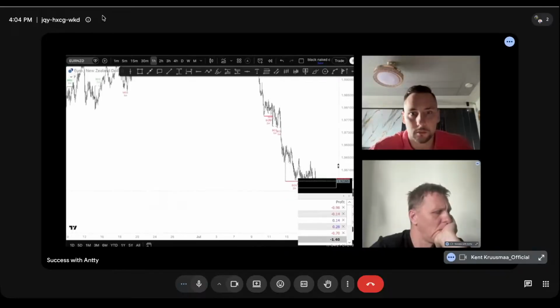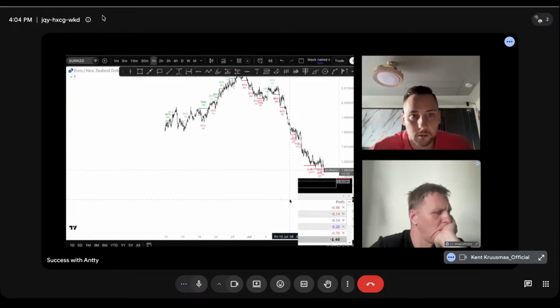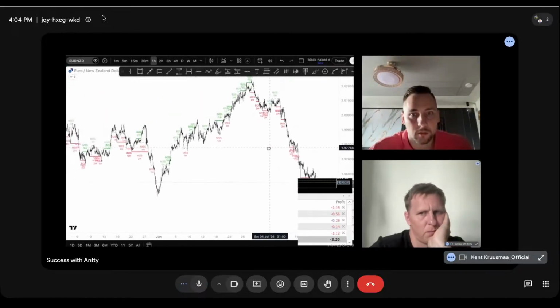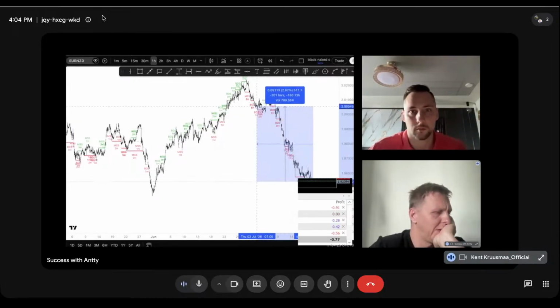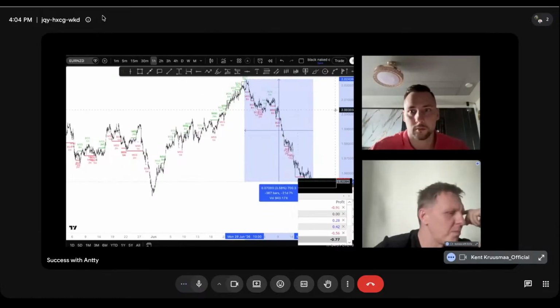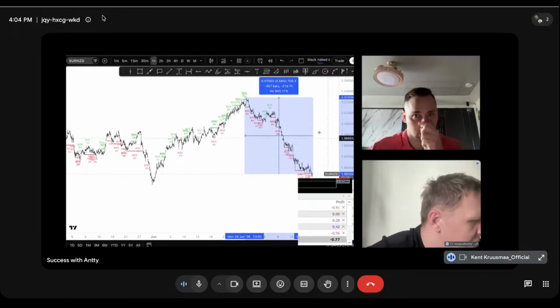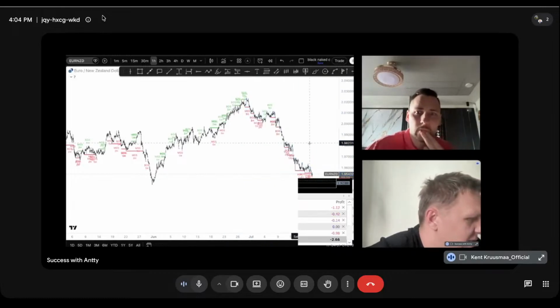What the hell happened here? Yup. We are approaching our entry point. I'm happy to see that it's going in the right direction. Antti, you are like a freaking genius with these trades.